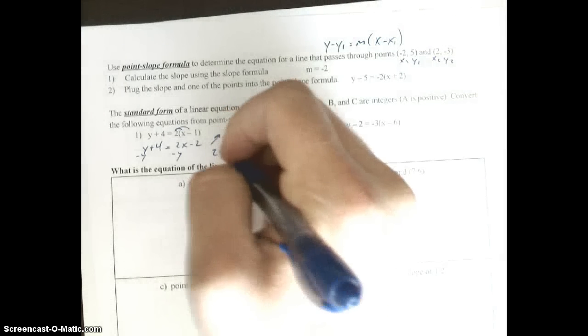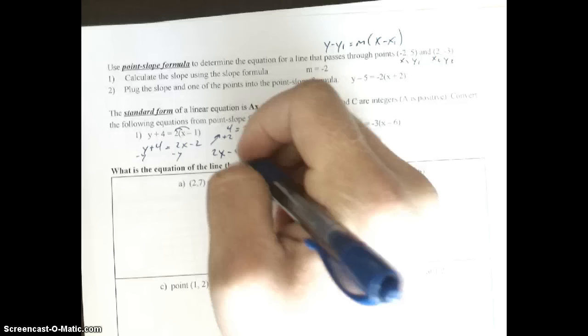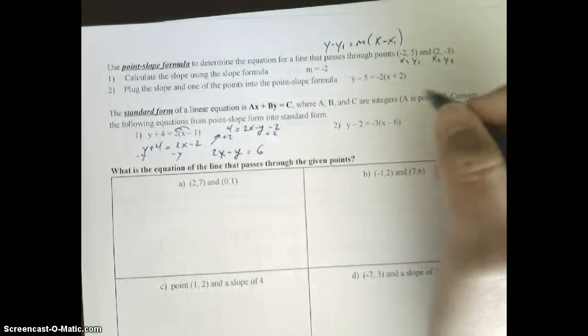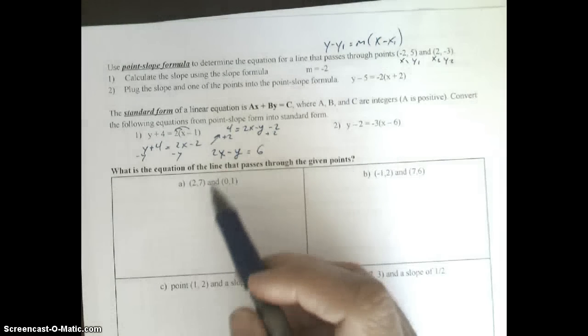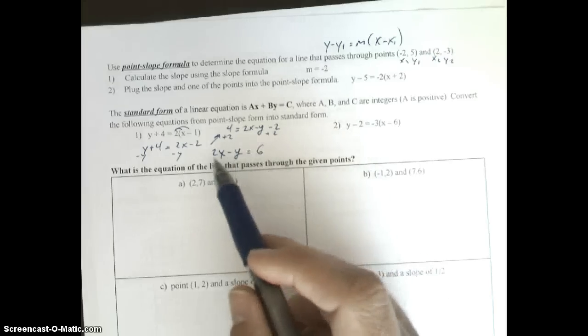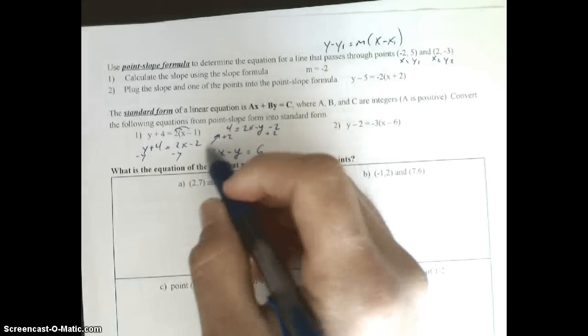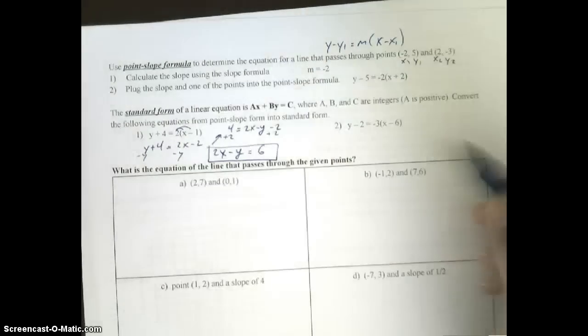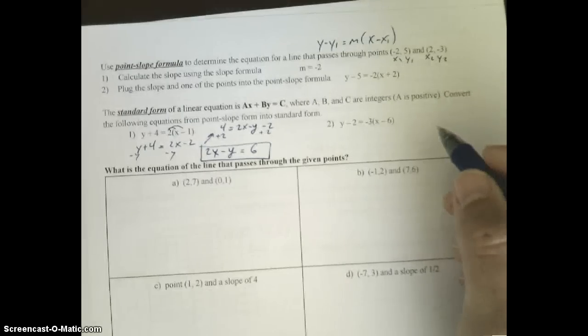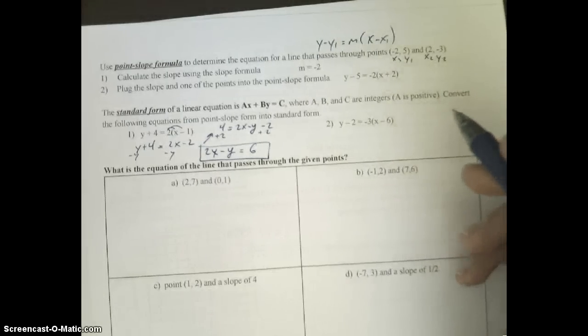So I get 2x minus y equals 6. I just kind of flipped it around there. Here's my ax plus by equals c form. Your x is positive. We're good there. All is well. Circle it or box it off. Excellent. Same thing for number 2.